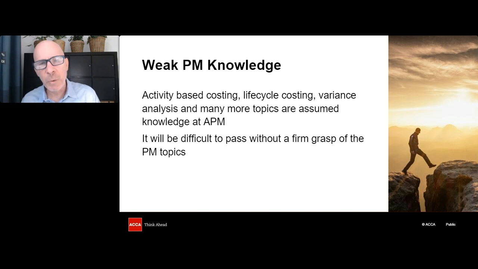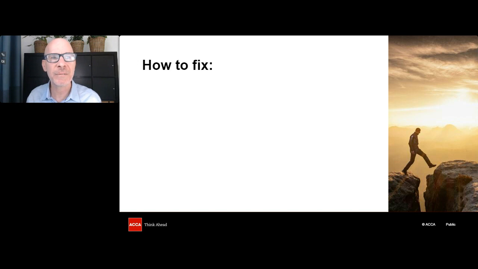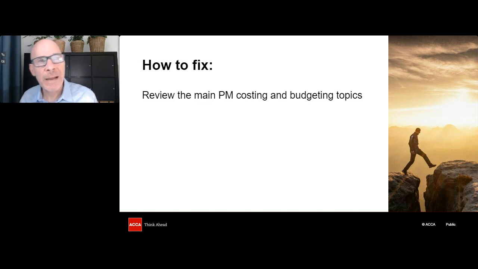So guys, it's going to be quite tricky to get a pass if you do not have a firm grasp of these topics. Guys, I really recommend you review the main PM costing: marginal costing, absorption costing, activity-based costing, life cycle costing, target costing. Most of those are directly in the syllabus, and the others are assumed knowledge.